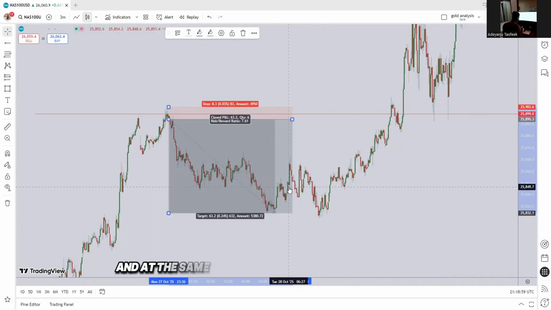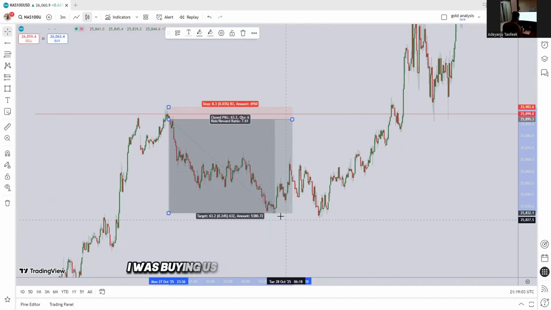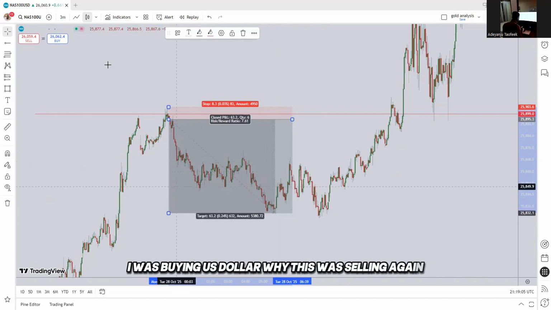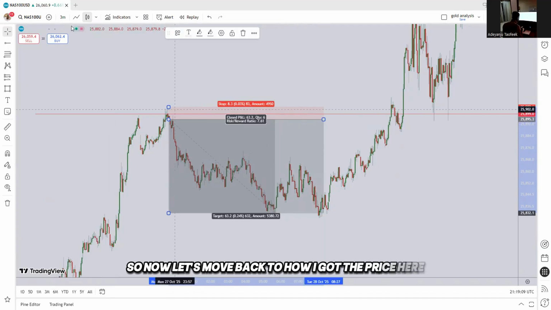At the same time, I was buying USD while it was selling a bit. So now let's move back to how I got the buys.